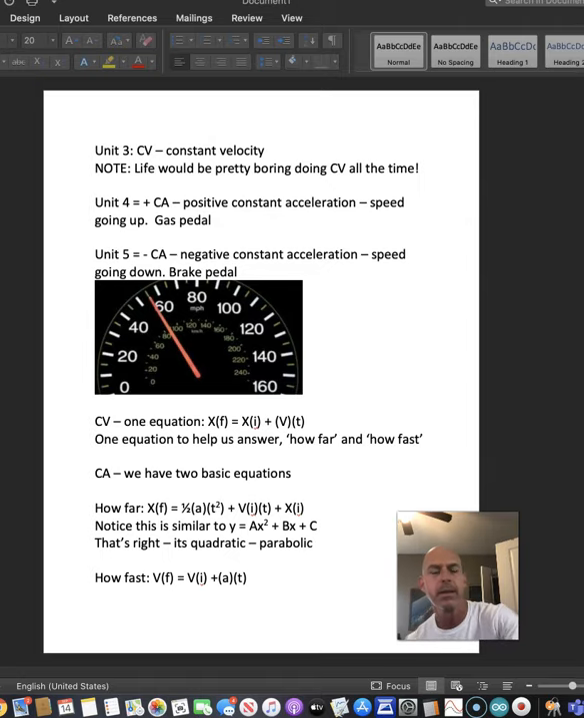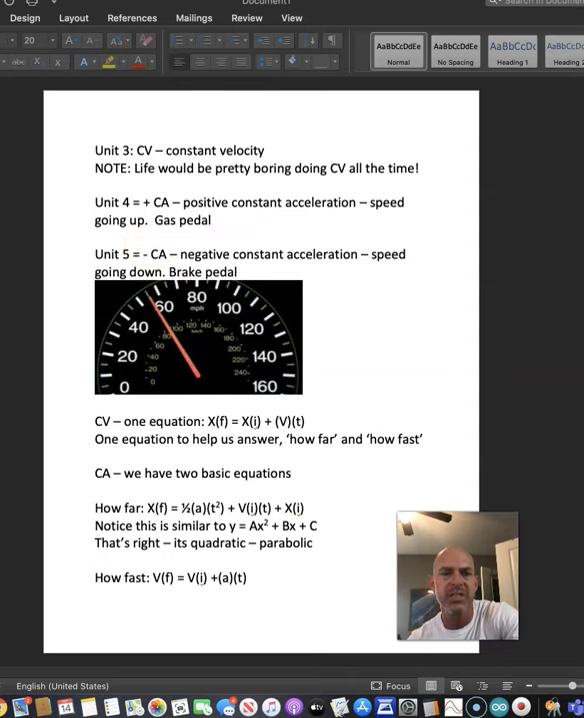But you know what? Life would be pretty boring without change. You know, with CV, our speedometer never changes, right? Objects stay at one speed, one velocity. But we really need to be able to change our speed. And that's kind of the basics for the next two units, Unit 4 and Unit 5.